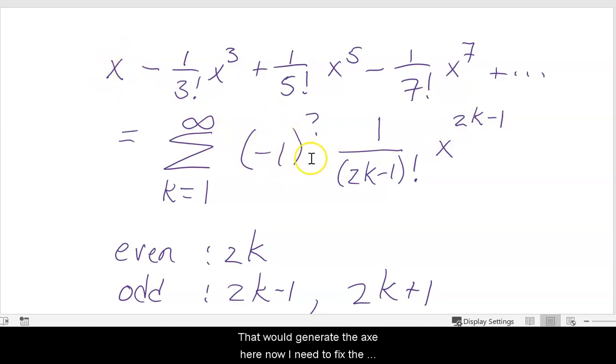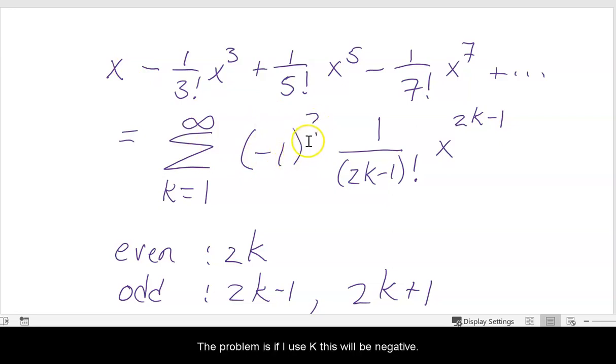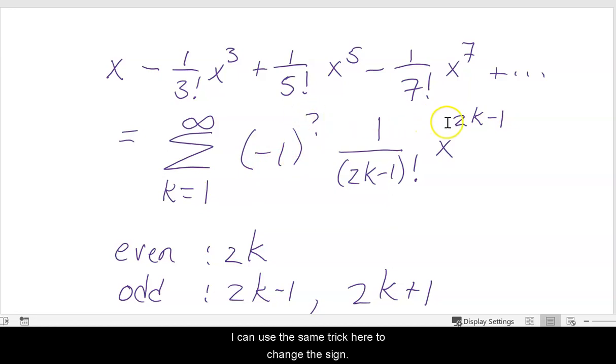Now I need to fix the sign that goes on the -1 so it starts positive. The problem is if I use k, this will be negative. I can use the same trick here to change the signs.